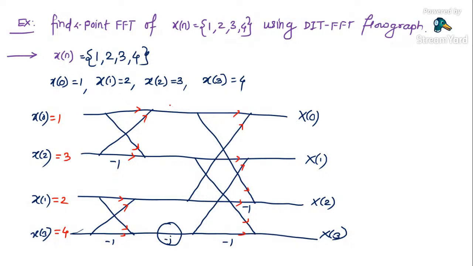Then 3 plus 1, 4. 1 minus 3 is minus 2. 2 plus 4, 6. 2 minus 4, that is minus 2. Okay. Then minus 2 multiplied by minus j means 2j. Then 4 will be here. 4 plus 6, 10.